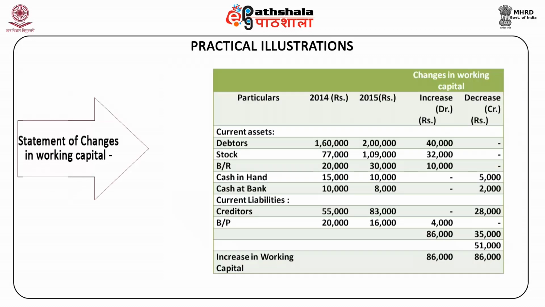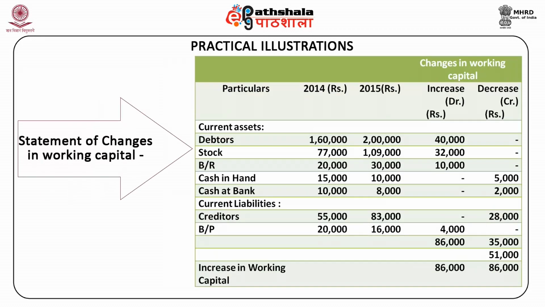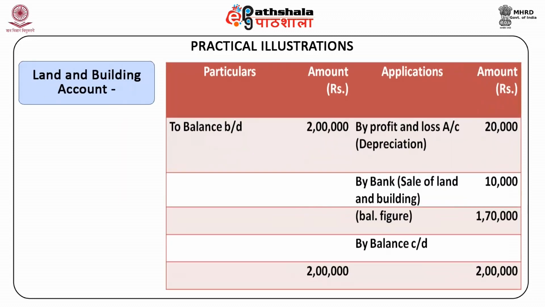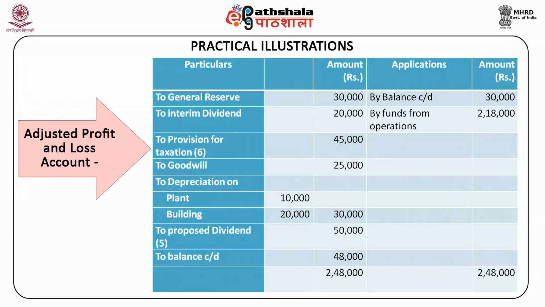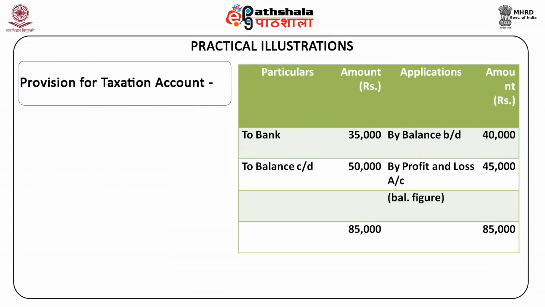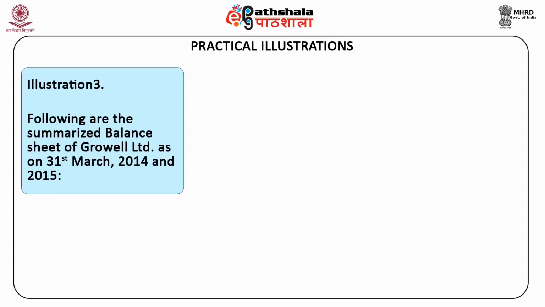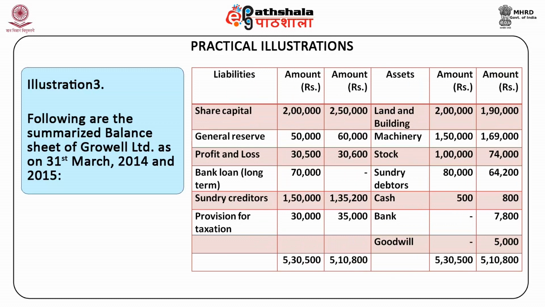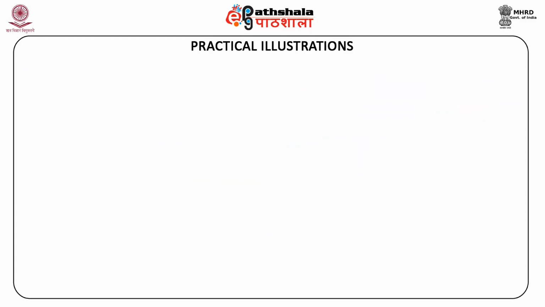1. Statement of changes in working capital, plant account, land and building account, adjusted profit and loss account, proposed dividend account, provision for taxation account. The next illustration we discuss is illustration 3. Following are the summarized balance sheets of Growwell Limited as on 31st March 2014 and 2015.